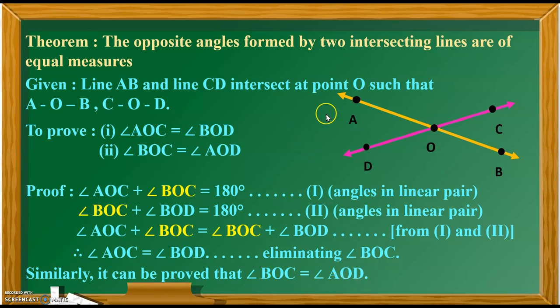So students, in the exam, the question will come like this: prove that the opposite angles formed by two intersecting lines are of equal measures. Once you see this question, you are supposed to write all this on your own. Without the figure, I repeat again, without the figure, you will not get any marks even if your proof is correct.